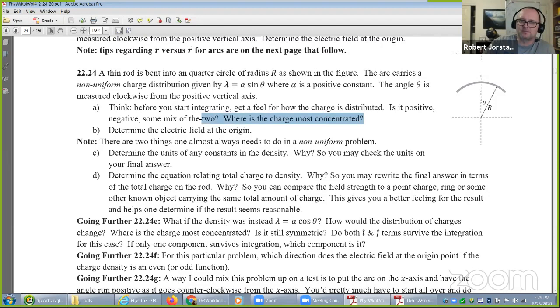And hopefully you could do this without looking at the solutions right away, okay? Get a feel for how the charge is distributed. Positive, negative, where is it most concentrated? Where is it weakest? And then we'll get the electric field at the origin.